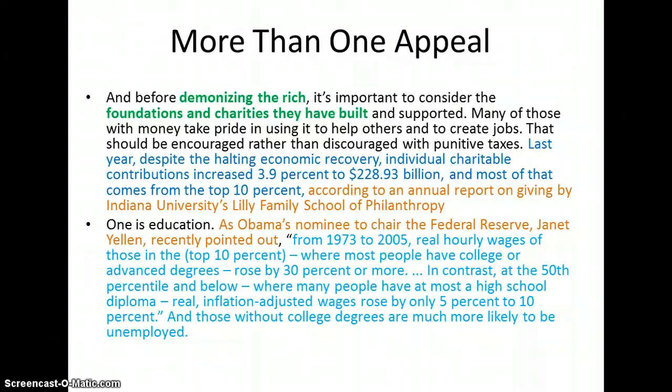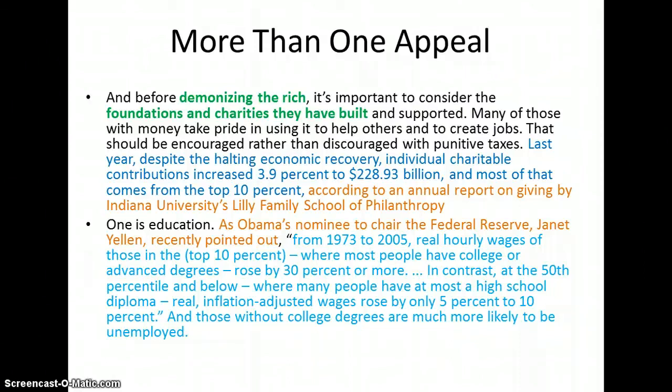That's actually logical thinking, so that could be blue. We move into all this blue stuff. Last year, despite the halting economic recovery, individual charitable contributions increased 3.9% to $228.93 billion. All of that stuff down to the 10%. Statistics. And the sentence directly before it, logical thinking. So you've got pathos and logos, and then the orange part, you don't even have to read it all, but it says Indiana University's Lilly Family School of Philanthropy. That would provide ethos. So you have pathos, logos, and ethos in the orange.